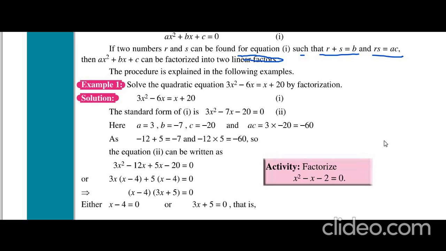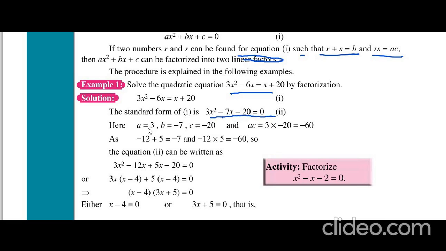For example, there is an equation 3x square minus 6x equals to x plus 20, to solve by factorization. Step 1, convert this equation into general form. Shift the x and the 20 to the left side. Then this becomes 3x square minus 7x minus 20 equals to 0.